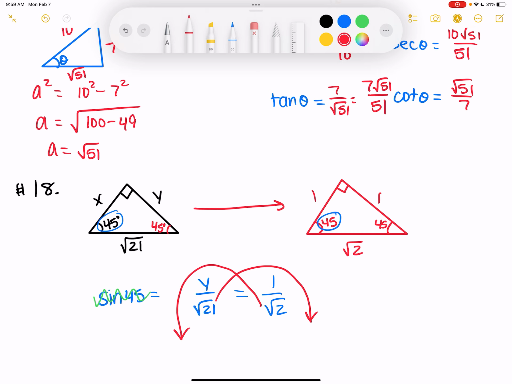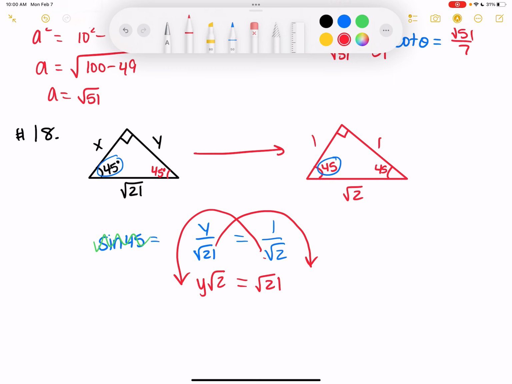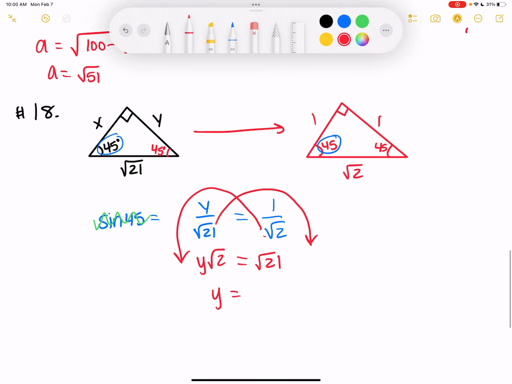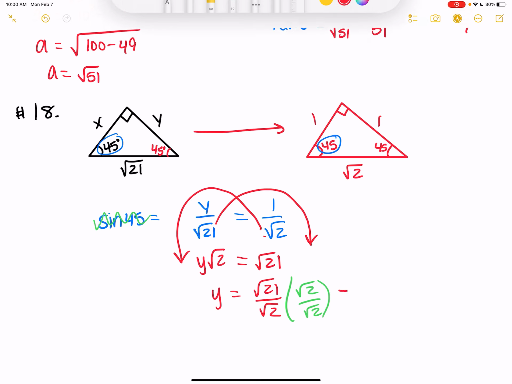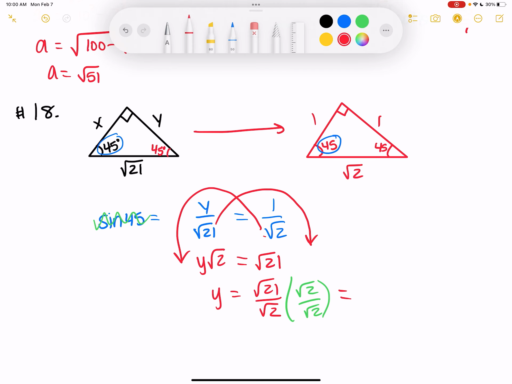So, I'm going to have, over on the left side, the square root of 2 times y, or y root 2, equals, on the other side, 1 times the square root of 21, or just the square root of 21. I'm going to divide by the square root of 2, so y is equal to the square root of 21 over the square root of 2. But I can't leave it that way. What do I need to do to it? Multiply the top and bottom by square root of 2 over square root of 2, which gives you what? Square root of 42 over 2.